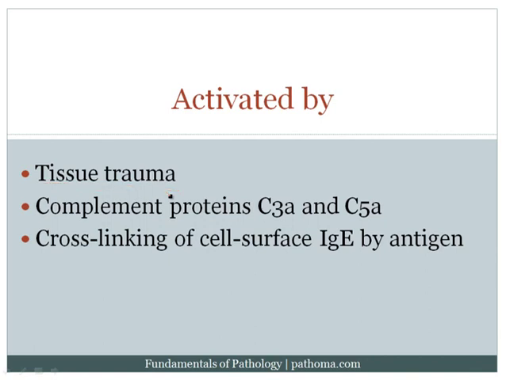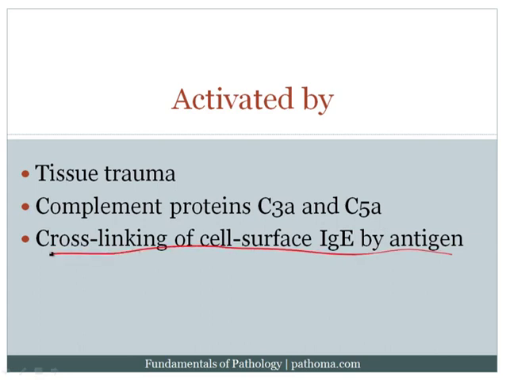The second way by which mast cells can be activated is by the complement proteins C3a and C5a. C3a and C5a are byproducts of the activation of the complement system. We'll talk about them in more detail in a few minutes. However, it's important to bear in mind here that these 2 proteins, C3a and C5a, activate mast cells. And the third way by which mast cells can be activated, and perhaps the one that we're most familiar with, is cross-linking of surface IgE by antigen.